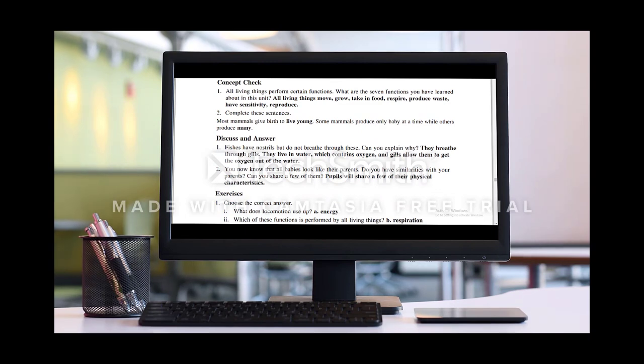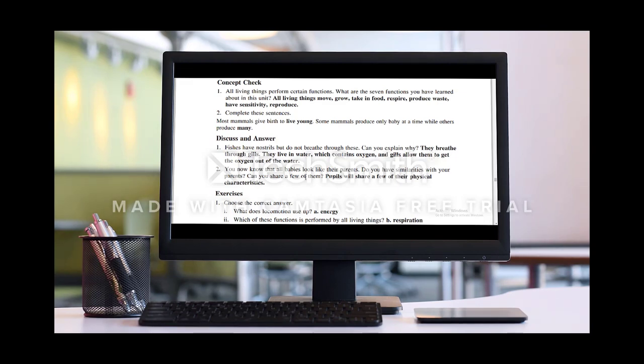The second question is, you now know that all babies look like their parents. Do you have similarities with your parents? Can you share a few of them? Pupils will share a few of their physical characteristics. So this is the task. Very interestingly, you can do it: which features, which part of your face, which of your habits match with your parents.